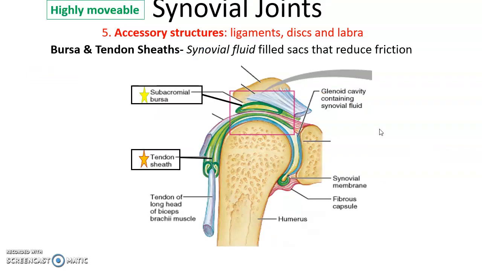Other accessory structures are bursae. Bursae are synovial bags filled with synovial fluid. They help to reduce friction and help to keep structures from bumping into each other. And then the tendon sheaths. Tendon sheaths are also fluid-filled structures, but they wrap around tendons, again protecting the tendons as they're going past bones, reducing friction.